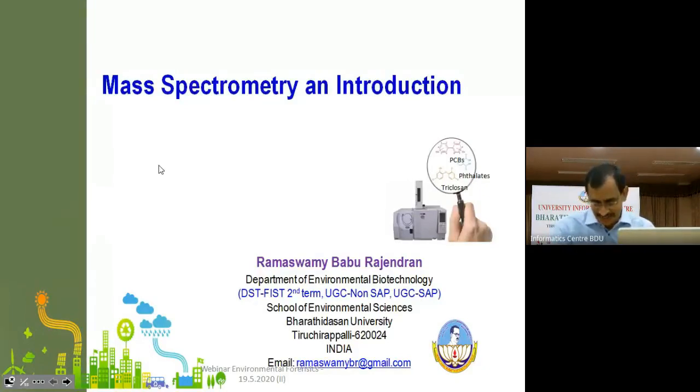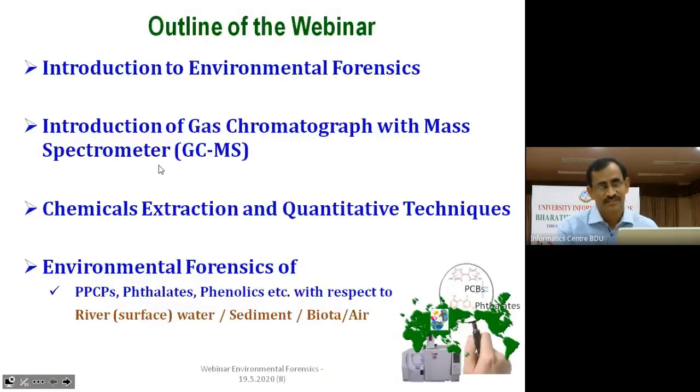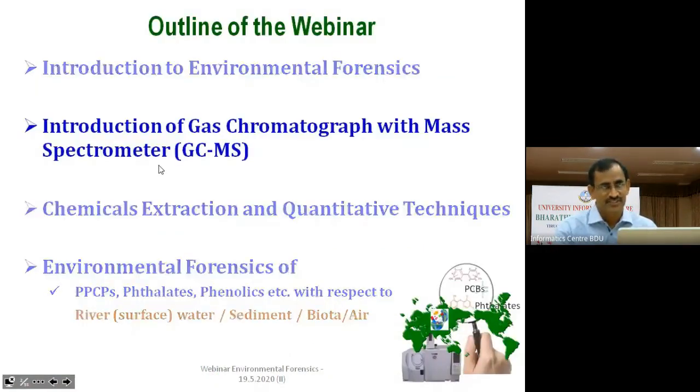That is mass spectrometry, an introduction. Here I will give you some basic idea of how these mass spectrometers work, what GC is and what MS is, and some tidbits for the use of these instruments. Before choosing the instrument, we have to know the basics. So this is the introduction of gas chromatograph with mass spectrometer.